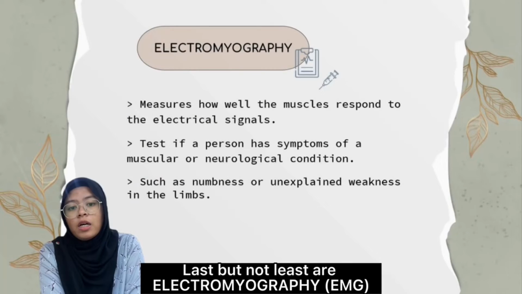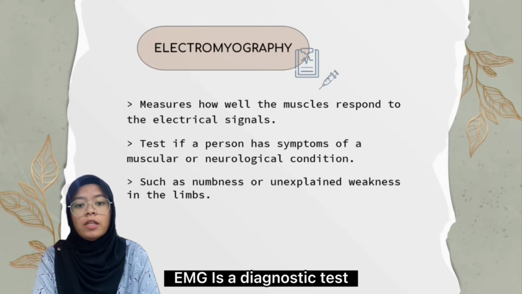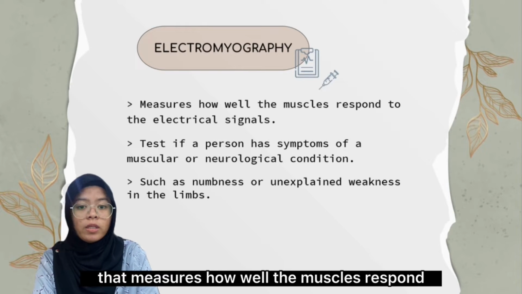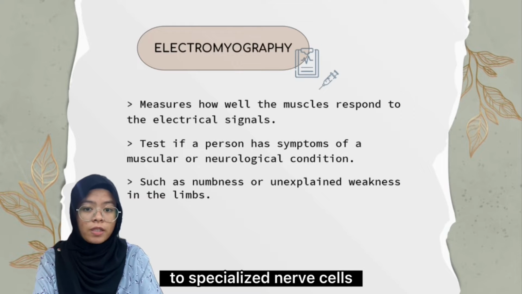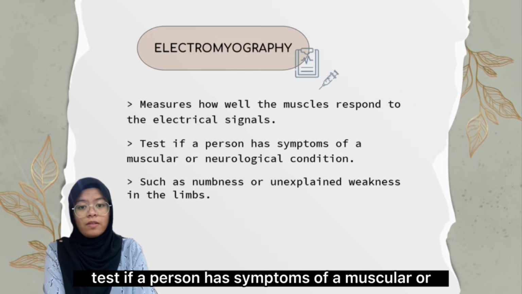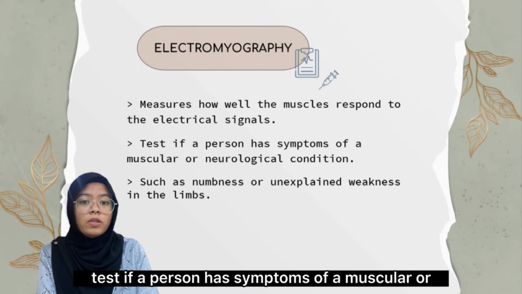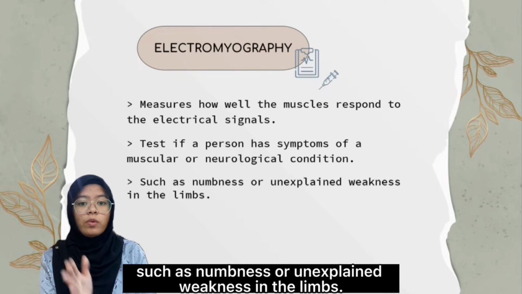Last but not least, electromyography or EMG. EMG is a diagnostic test that measures how well the muscles respond to the electrical signals emitted by specialized nerve cells called motor neurons. A doctor might order an EMG test if a person has symptoms of a muscular or neurological condition such as numbness and unexplained weakness in the limbs.